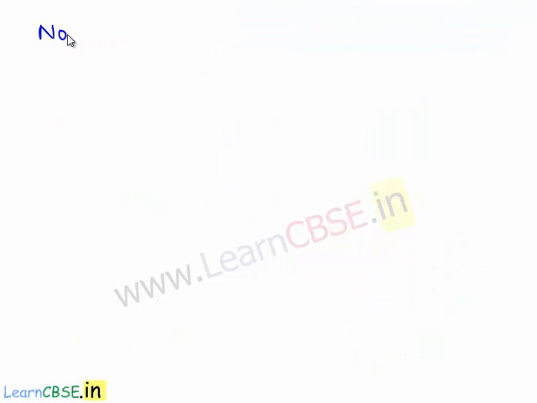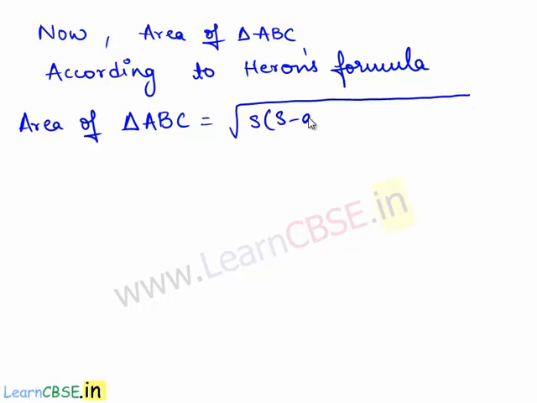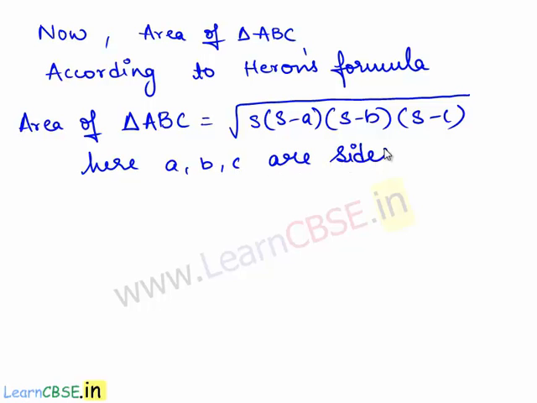So now let us find the area of the triangle ABC. According to Heron's formula, area of triangle ABC is equal to square root of s times s minus a times s minus b times s minus c. Here a, b and c are sides of the triangle and s is the semi-perimeter, which is (a plus b plus c) divided by 2.